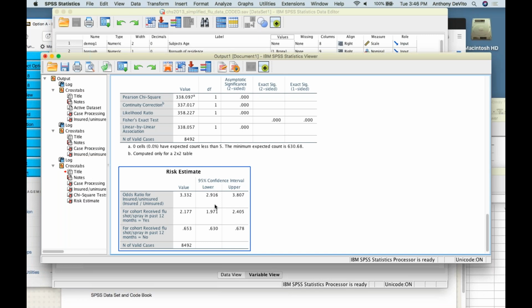And is that statistically significant? Well, look at the 95% confidence interval. It doesn't have one in between, so you can reject the null. What's the null hypothesis there? Odds ratio is equal to 1, relative risk equal to 1. What's the alternative hypothesis? Odds ratio does not equal 1, relative risk does not equal 1. You can reject the null hypothesis because you don't see 1 inside this confidence interval.